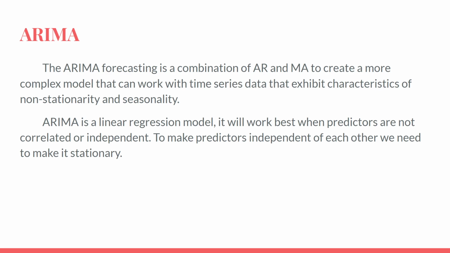It will work best when predictors are not correlated, or independent. To make our predictors independent of each other, we need to make them stationary. So plotting autocorrelation can help us visualize how dependent our predictors are. If there is high autocorrelation for many lags, then we need to difference the data to make it more stationary.